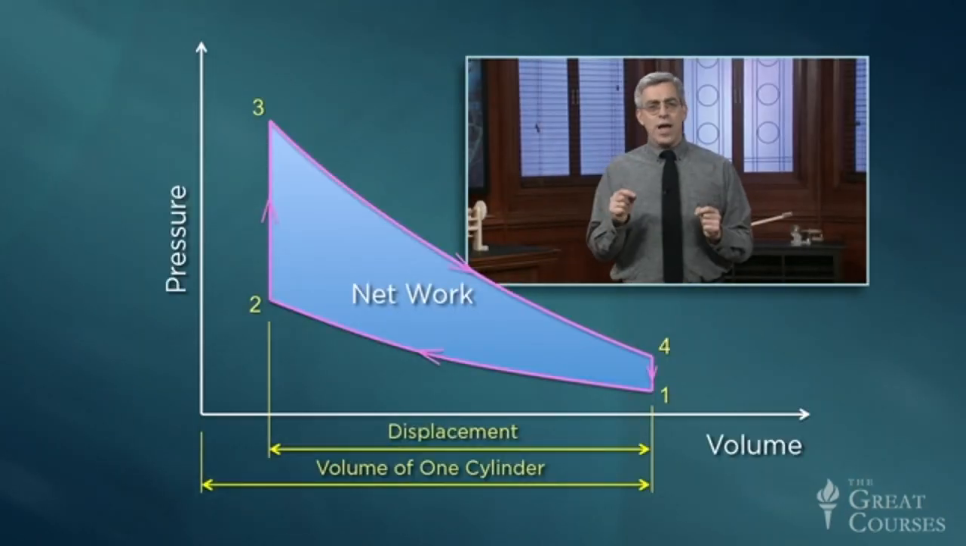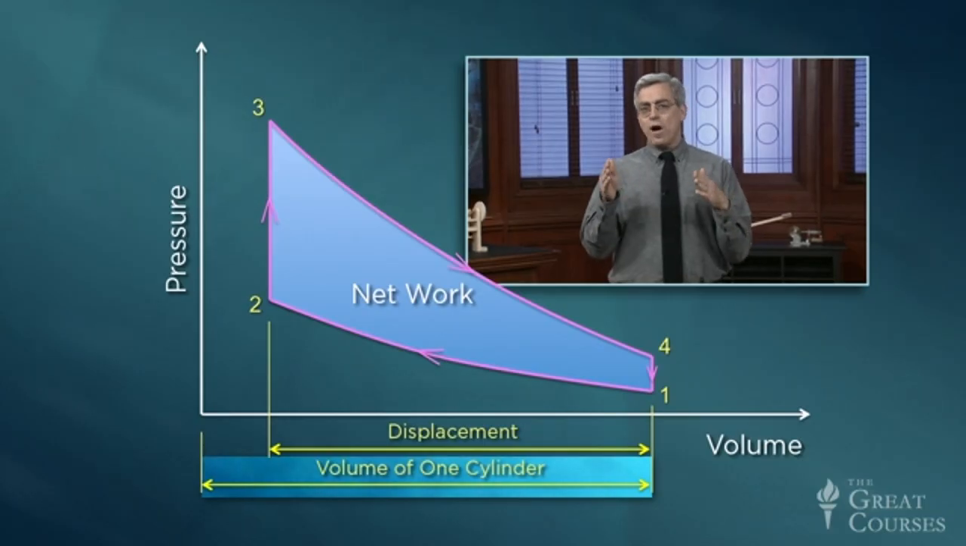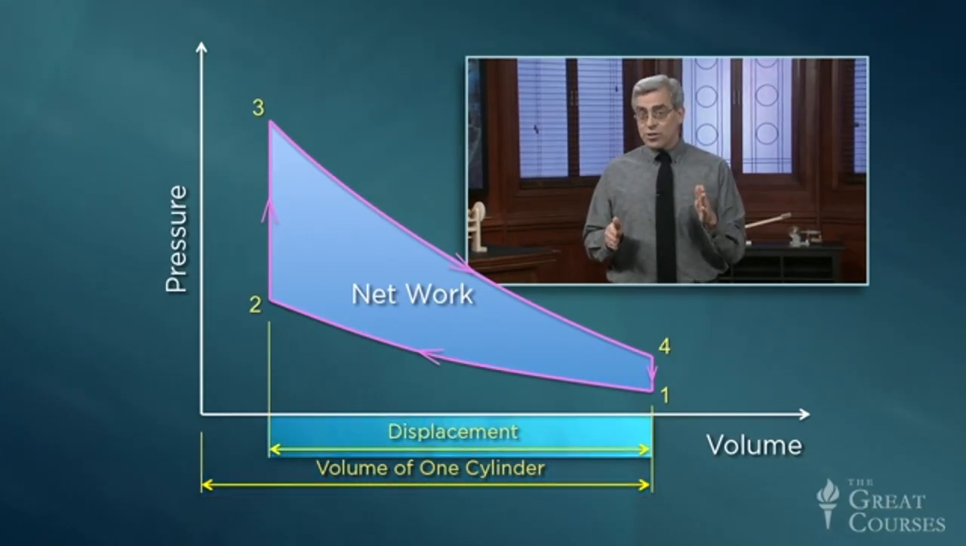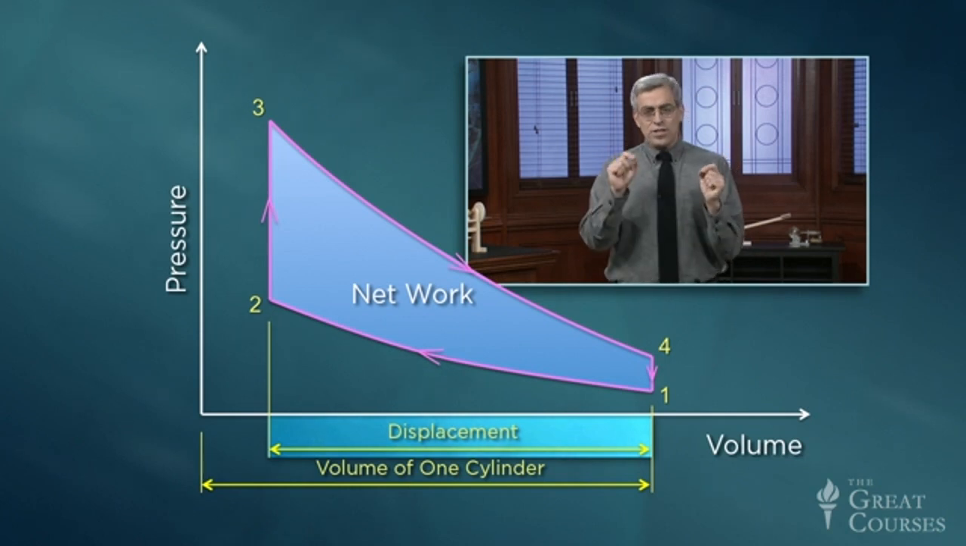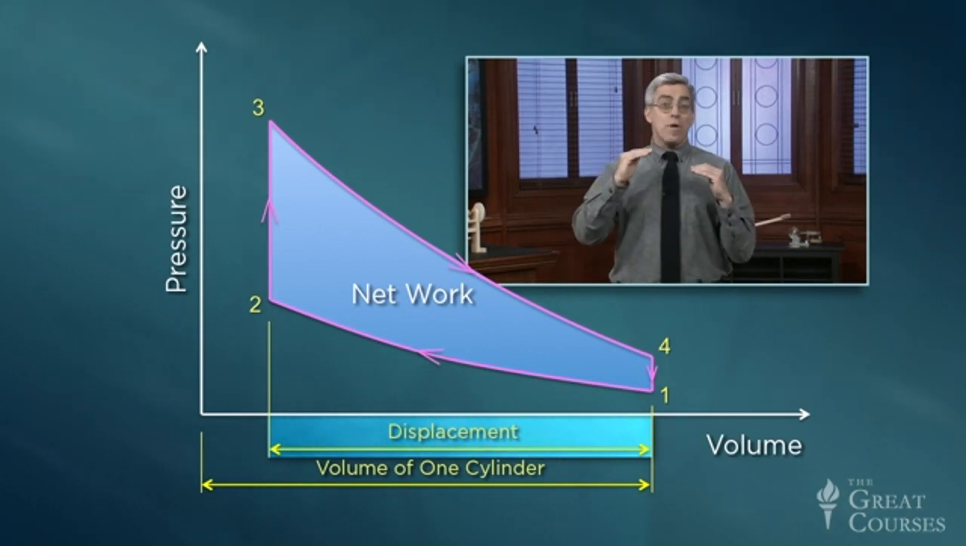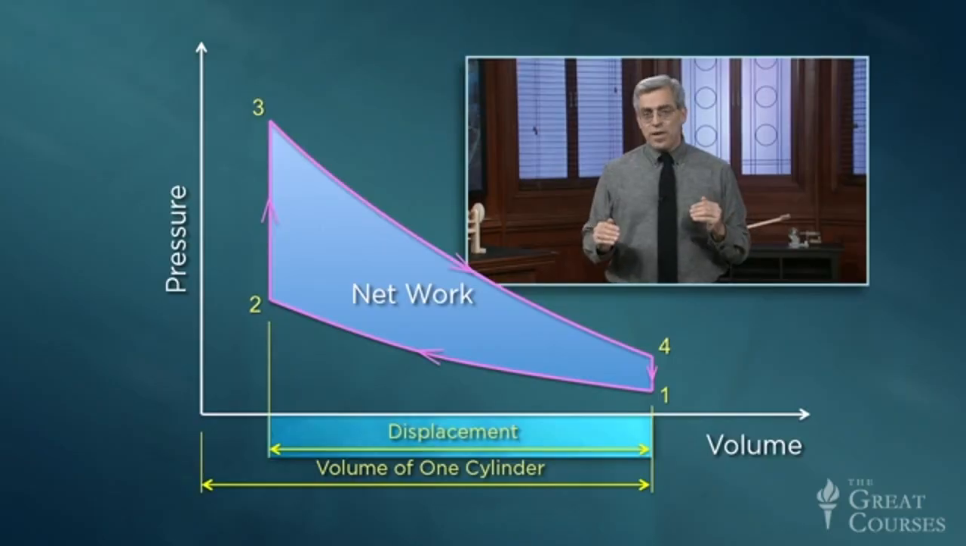First, on the diagram, this distance represents the total volume of one cylinder, and this distance represents the displacement. That's the volume swept by the piston as it moves from bottom dead center to top dead center. If we multiply the displacement of one cylinder by the number of cylinders in the engine, we get the total displacement of the engine, a number that's quite common in automotive specifications. When you hear an advertisement for a 400 cubic inch engine, that's the total displacement. And as the Otto cycle graph suggests, larger displacement corresponds to larger enclosed area, which means more torque and more power.